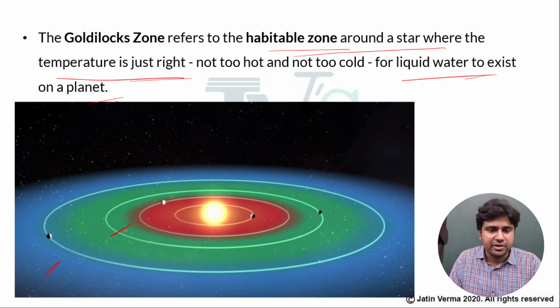This green zone indicates that the planet is at a perfect spot, correct distance from the star, where the temperature is not very hot, not very cold, and liquid water can exist on the planet. So that is the concept of Goldilocks zone. Clear, right?